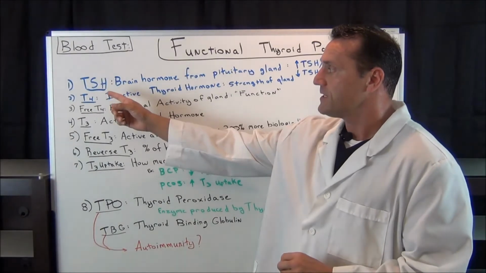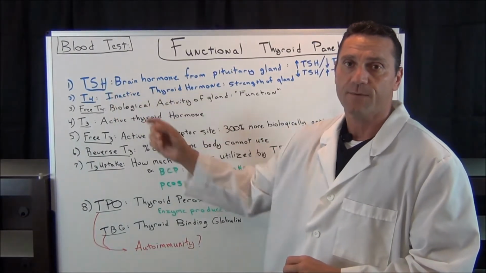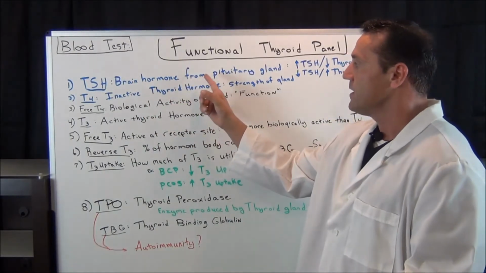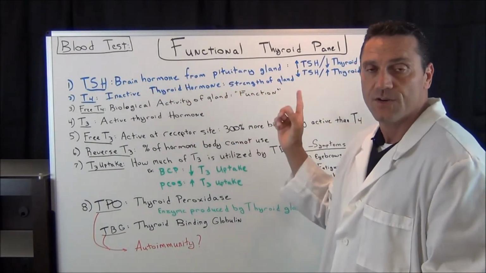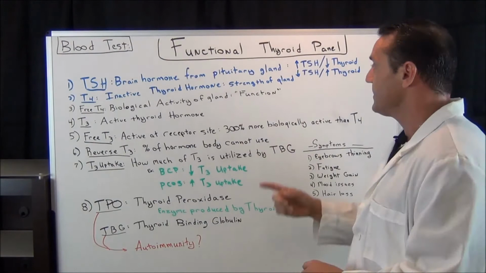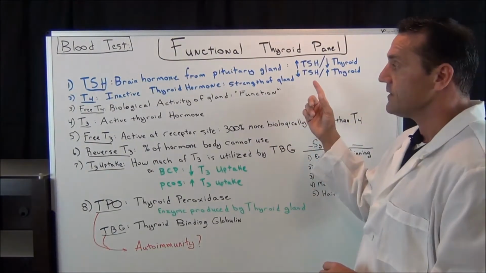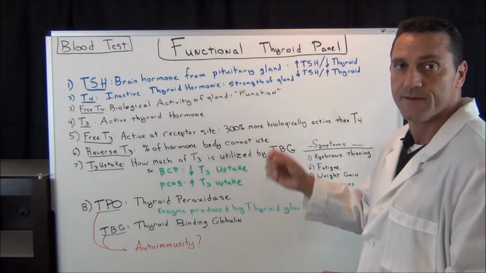So first and foremost, you have your TSH. This is your thyroid-stimulating hormone. Now what this indicates, it's a brain hormone from the pituitary gland. So if your TSH is high, it indicates that you have a low-functioning thyroid. And if your TSH is low, it indicates you have a high-functioning thyroid.